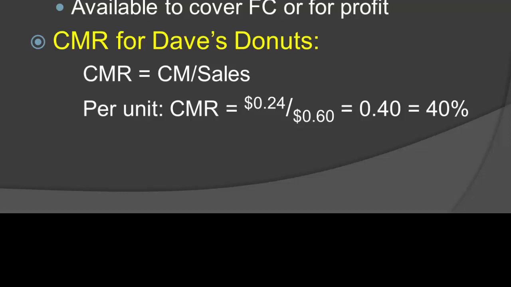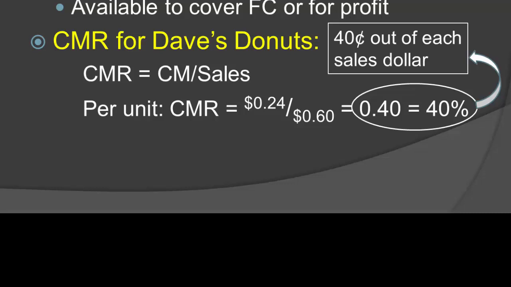Now, what does that actually mean? It means that 40% of each sales dollar is available either to cover fixed costs or for firm profitability. To put it more simply, that's 40 cents out of each sales dollar. So where did the other 60 cents out of each sales dollar go? It went to cover the variable costs.